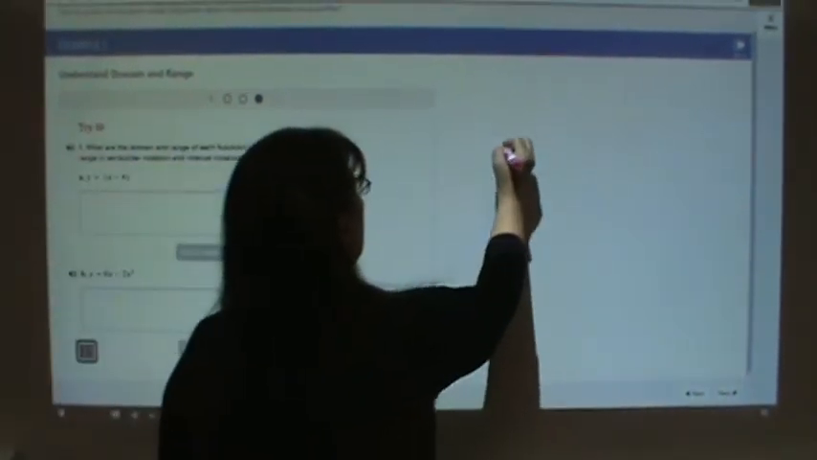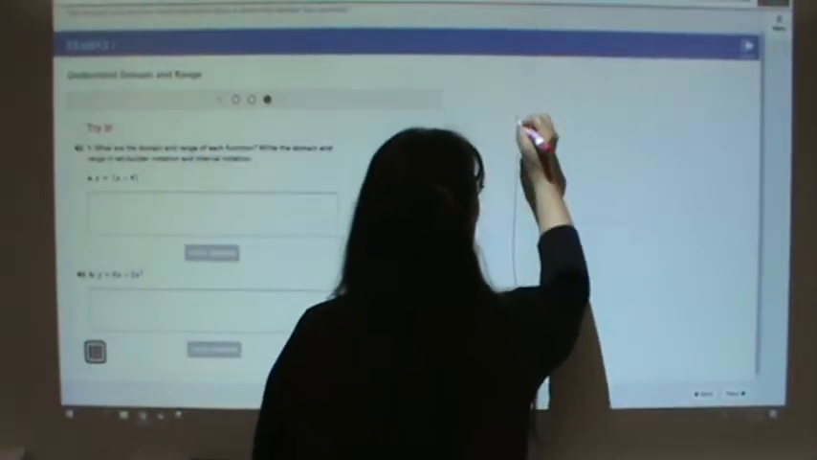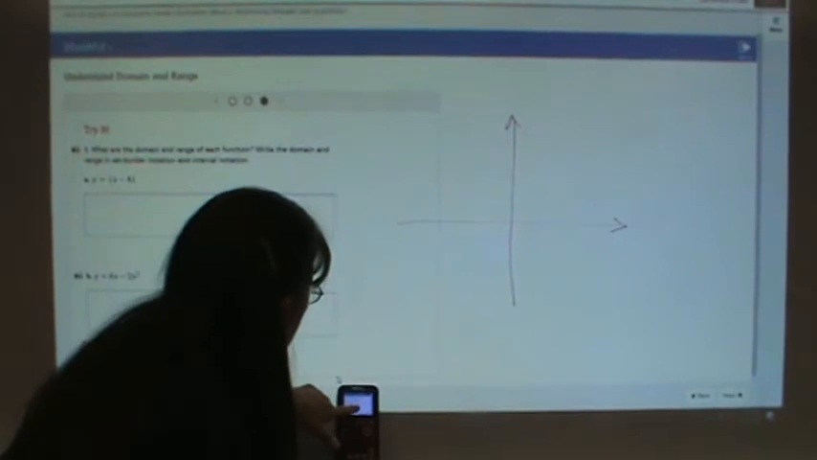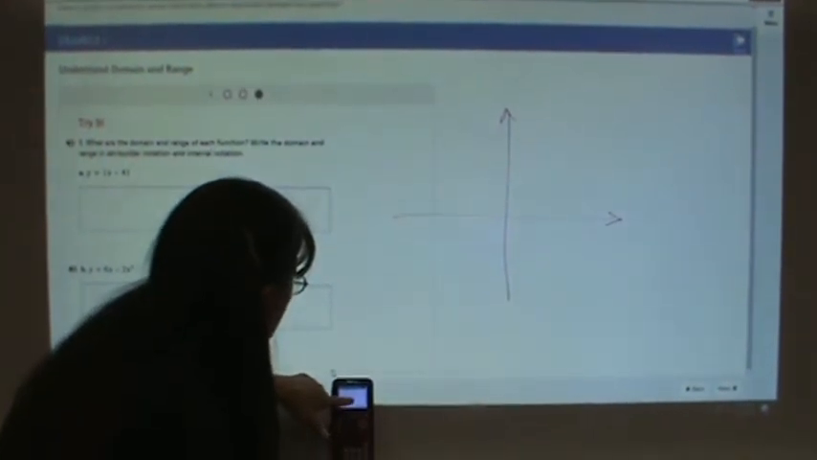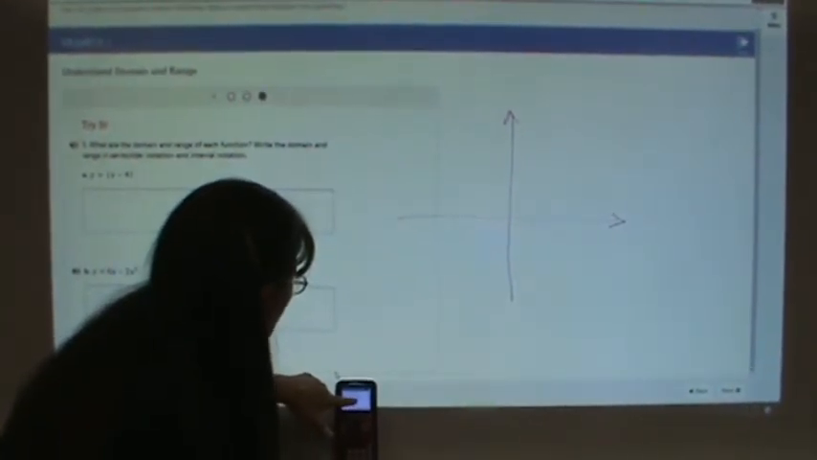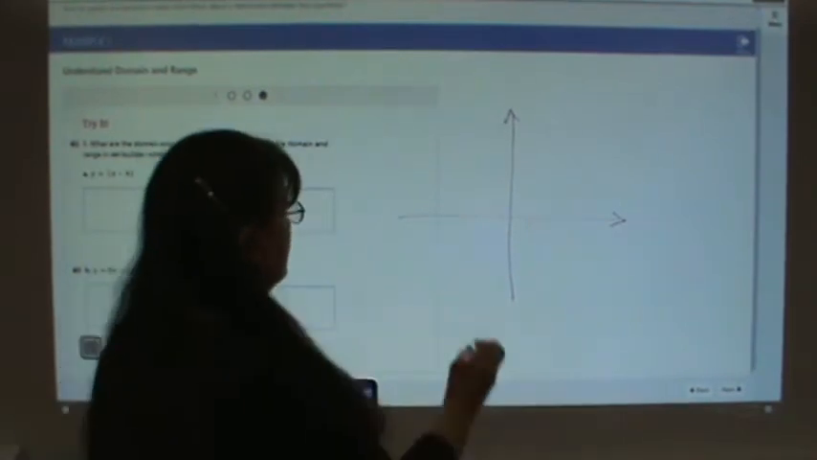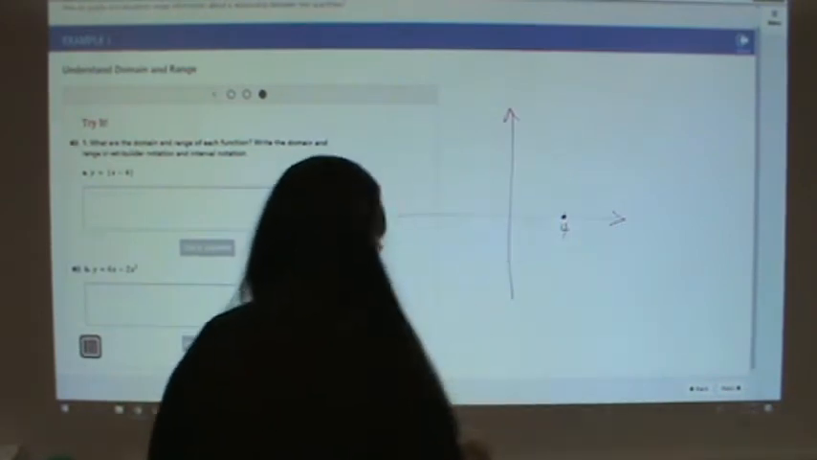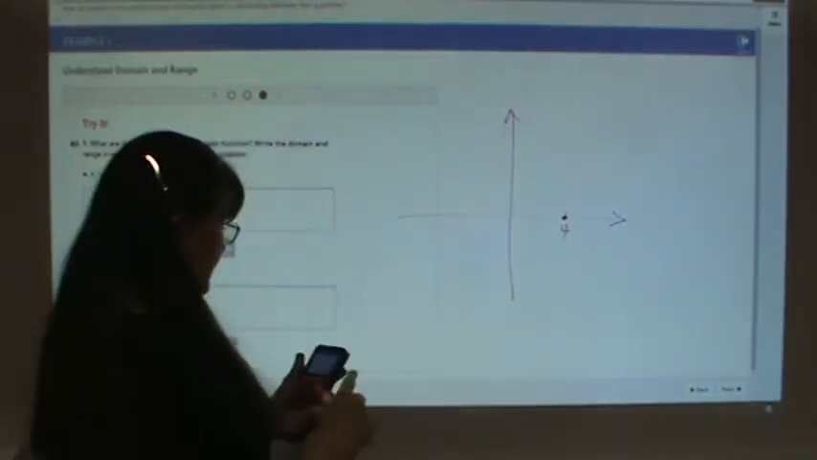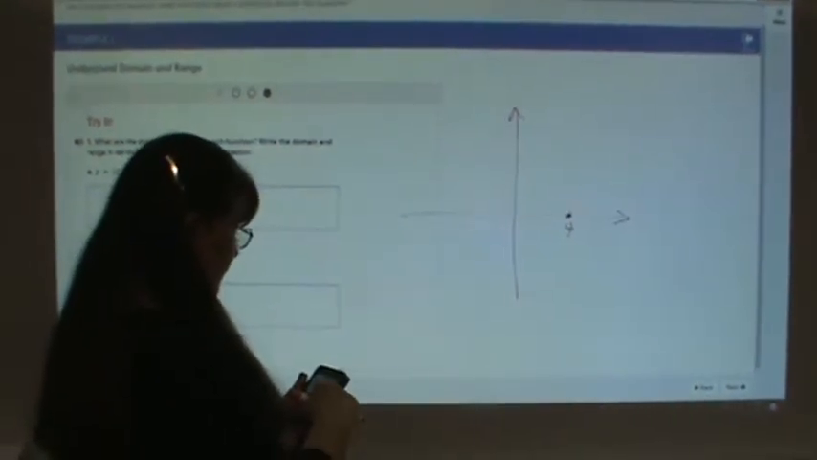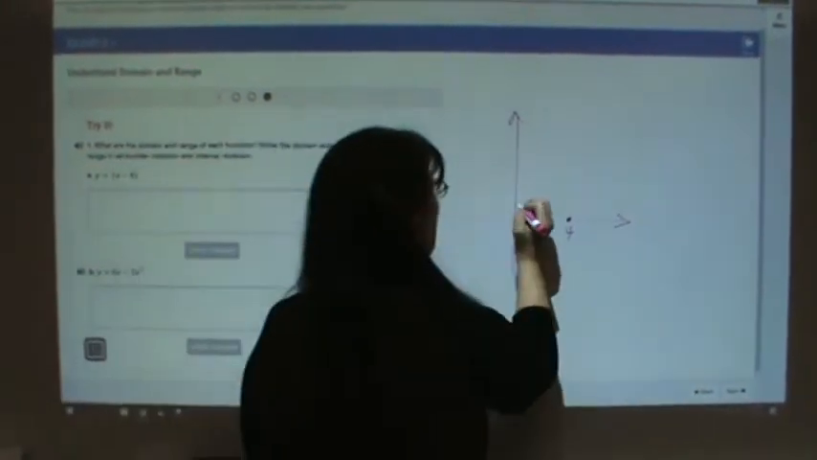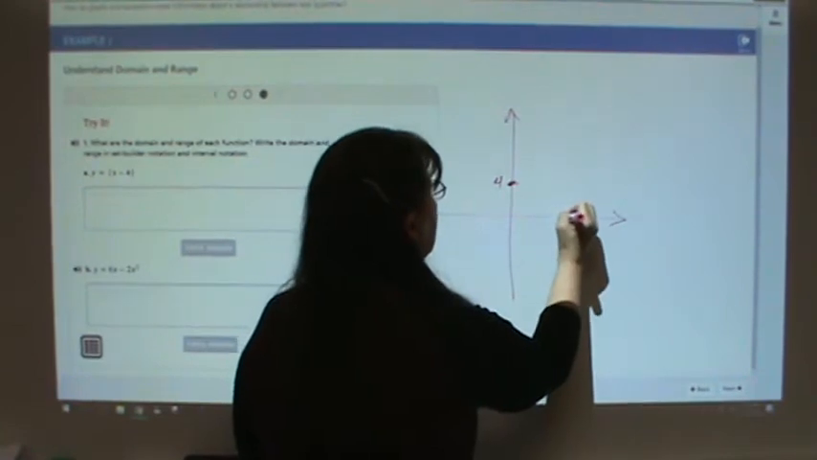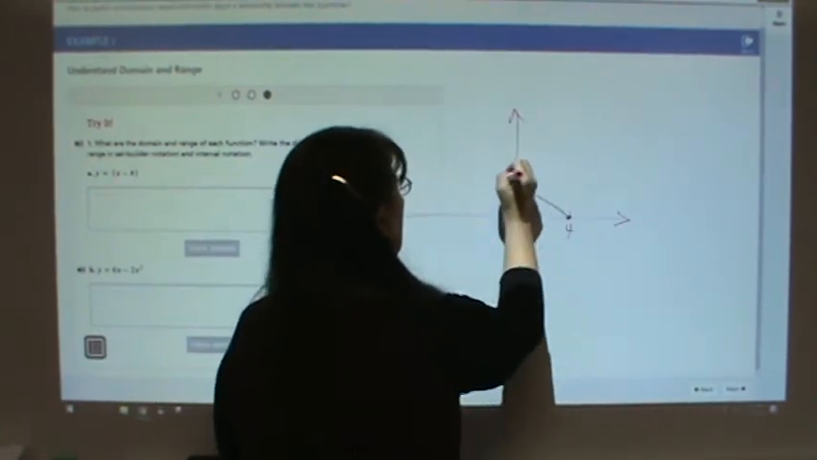All right, so when I graph this, the graph of this ends up on the y-axis at 1, 2, 3, 4. So 0, 4. So this is 4. And then it crosses the y-axis at 4. This is an absolute value, so it's going to kind of look like a V.